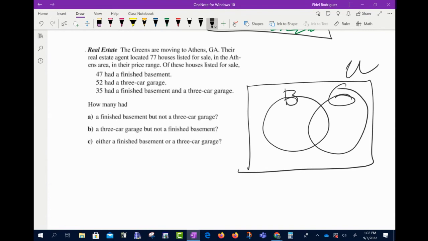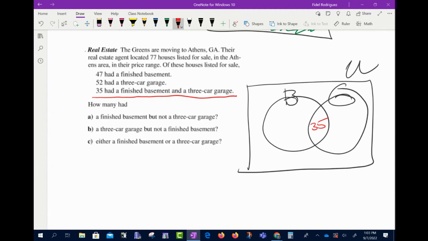Okay, so y'all, the way I fill this part in, I'm always going to fill in the overlap. So the overlap is going to be the part where they had both. So notice it says 35 had a finished basement and a 3-car garage. So I'm going to write that number 35 right here in the middle, y'all.